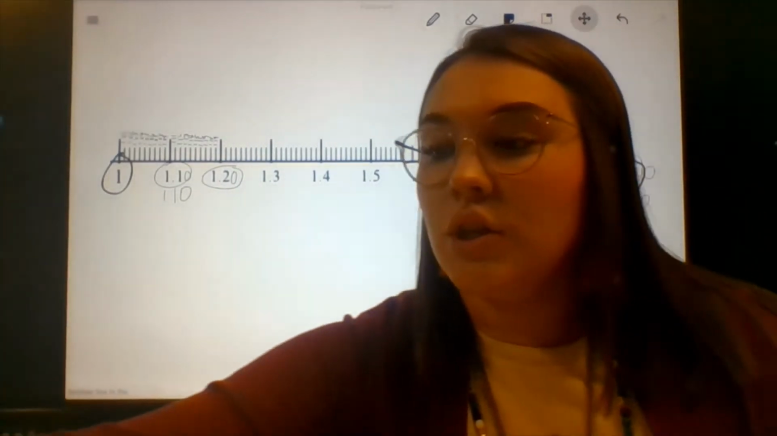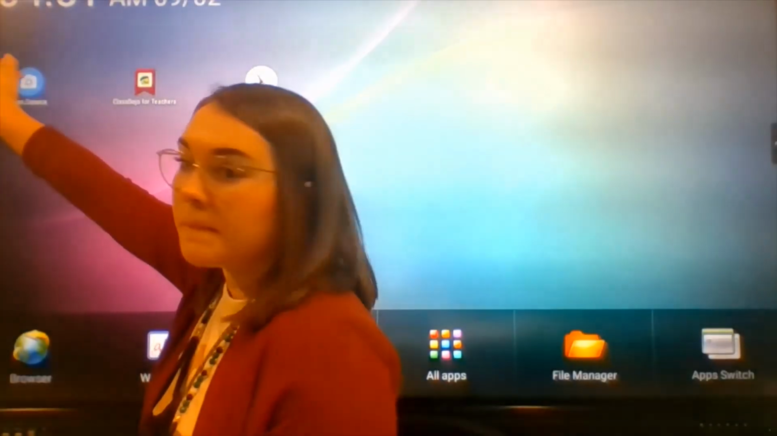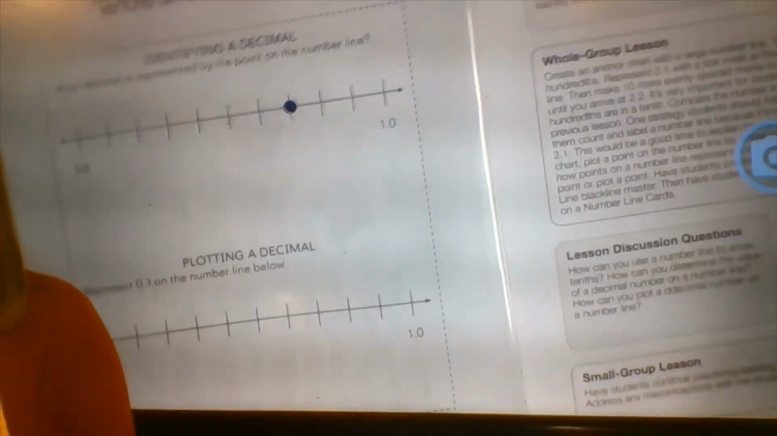So I want to look at some practice before we get started with our assignment. I want to get started with some practice. So we are going to practice putting tenths on a number line.